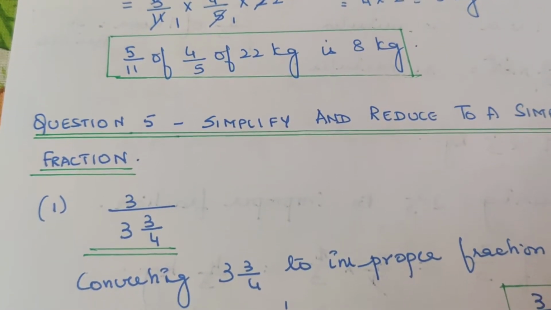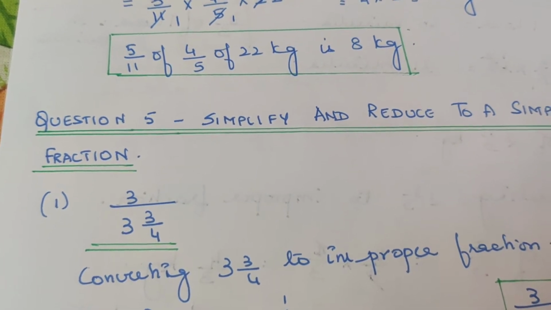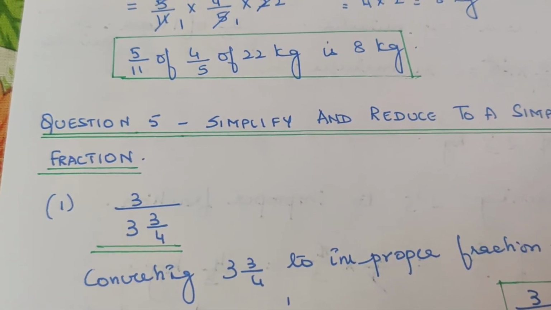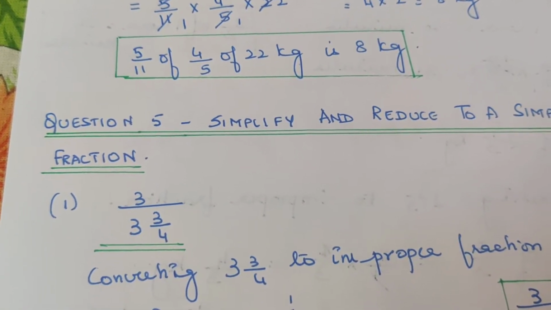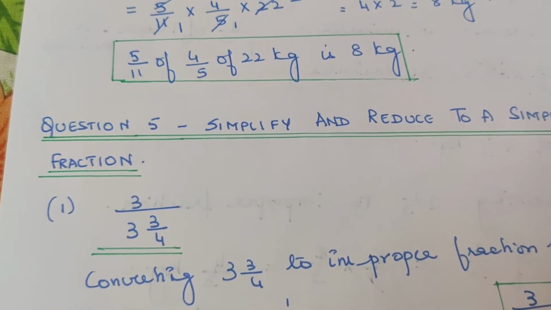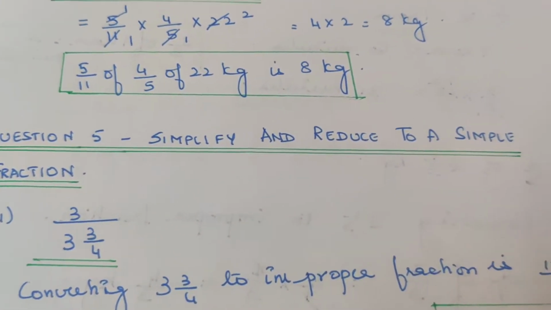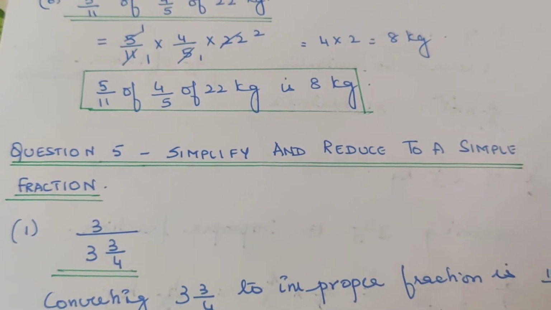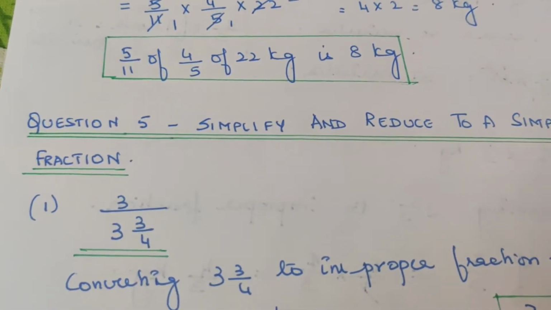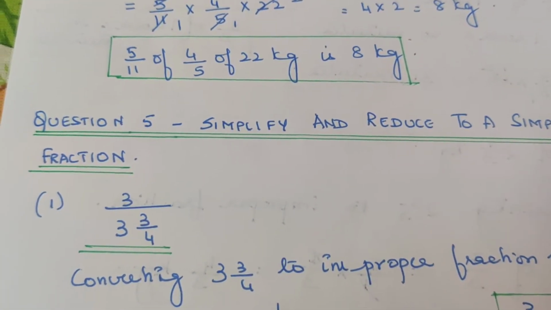I'm going to solve question 5 for exercise 3C. This is for class 7 Selina Concise Mathematics book. The question is: simplify and reduce to simple fraction. First one, 3 by 4.